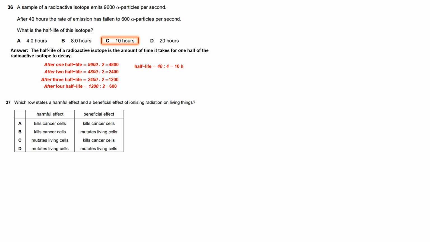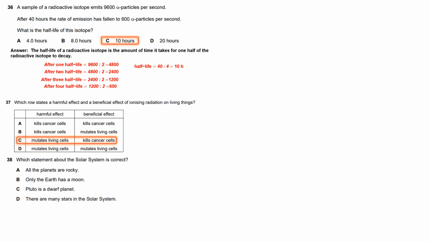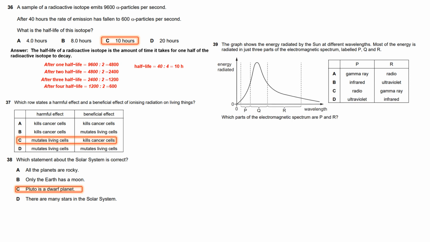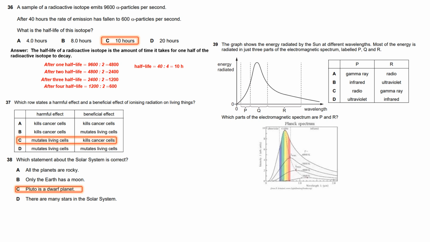Question 37. The answer is quite straightforward. Question 38. You could solve this question by elimination, since items A, B, and D are absurd statements. Question 39. A picture is worth a thousand words.